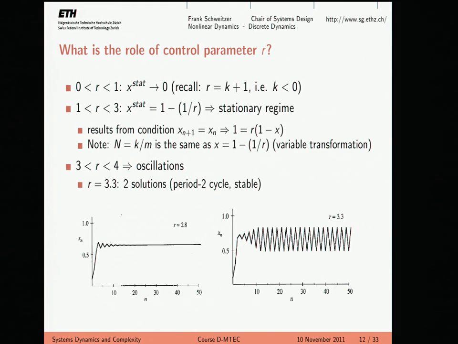When r is between 3 and 4, we have oscillations. And this is for r equal to 3.3. You see, we start with, I think, the same initial condition. And after some time where oscillations grow, we have stable oscillations. So what you have is x_n and x_{n+1} oscillate like this all the time. And this is also called a two-period cycle, right? Because the cycle has a period of 2. 1, 2, 1, 2, the same cycle.